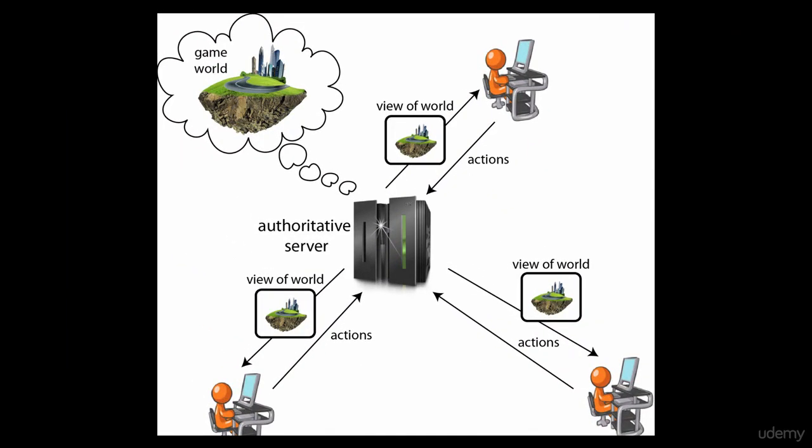In this example here, you can see that the server is maintaining the entire game world. When a client performs some action with their player, that action command is sent to the server. The server then makes the action happen and then updates the game world and sends a view of that world out to all of the clients.